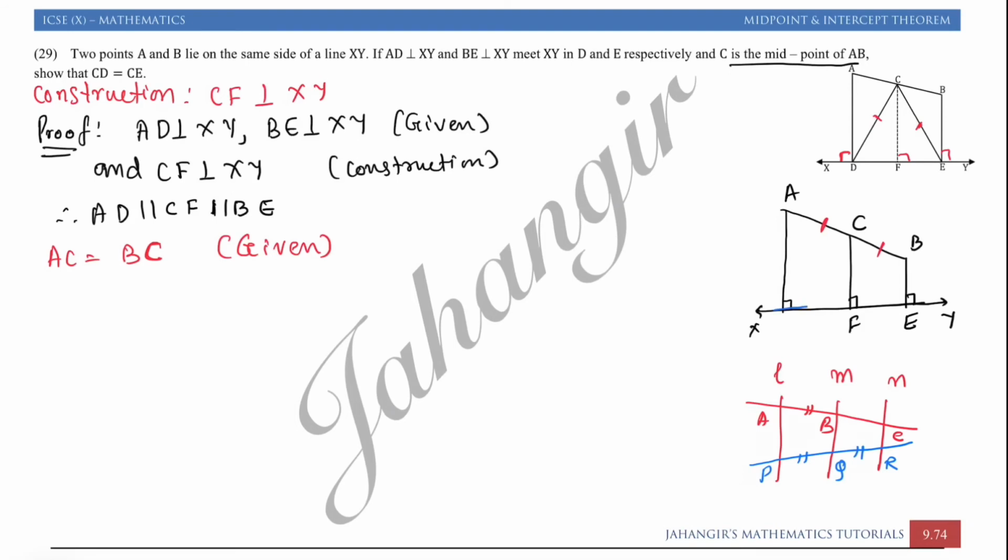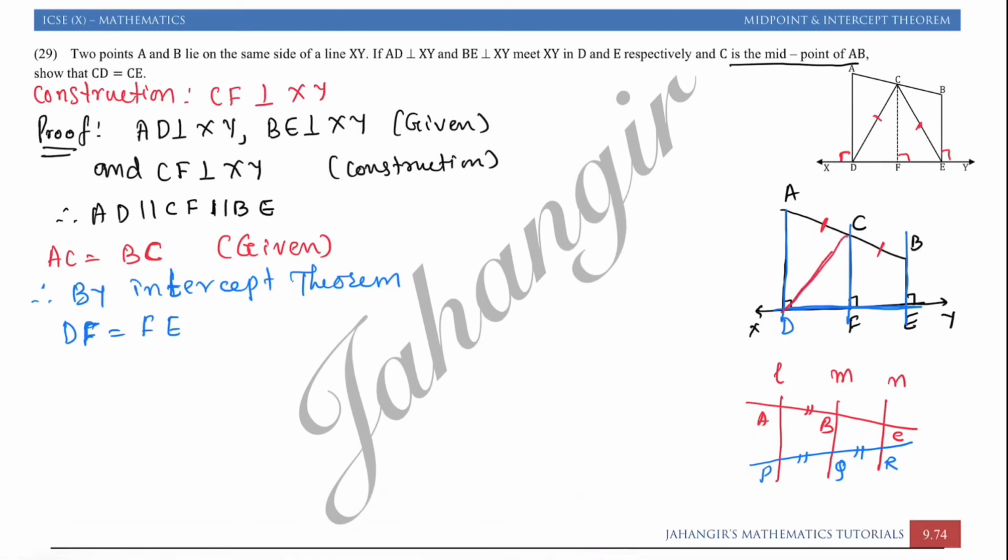The same way we can say this DE is a line which cuts three parallel lines like this. As AC is equal to CB, so therefore by intercept theorem, this is the first sum in which we are using intercept theorem. By intercept theorem, I can say DF is equal to FE.